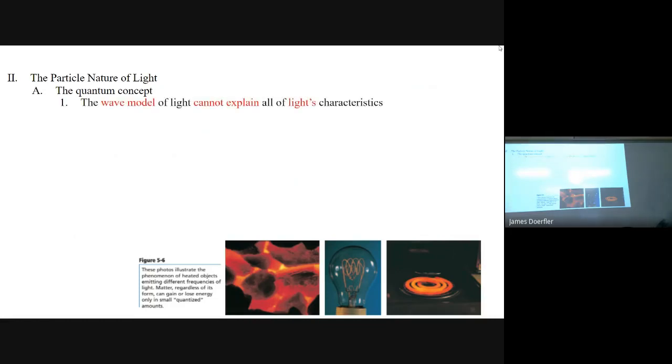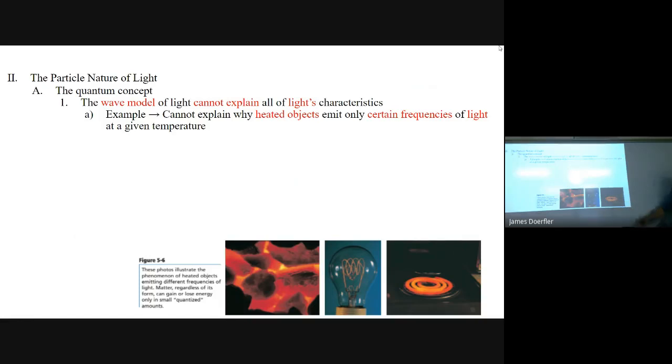Okay? I mentioned yesterday the concept of quantum mechanics, and we just really introduce it to you here. The quantum concept is that the wave model of light cannot simply explain all of light's characteristics. It cannot explain why heated objects emit only certain frequencies of light at a given temperature.